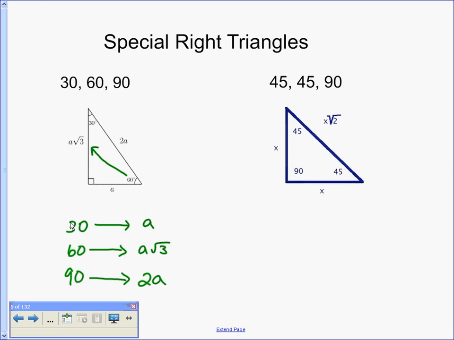All right, and then if you're given any one of those, you can find the others. Let's say you have this one here, opposite the 60. If you need to go up, then you're going to have to divide to find the other one. If you want to go down, you're going to have to multiply.